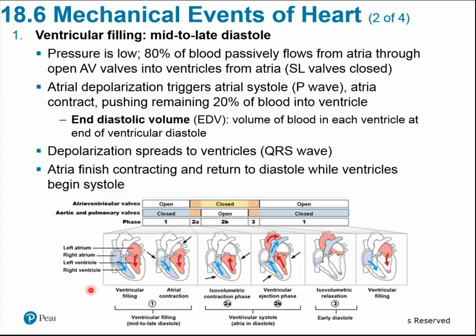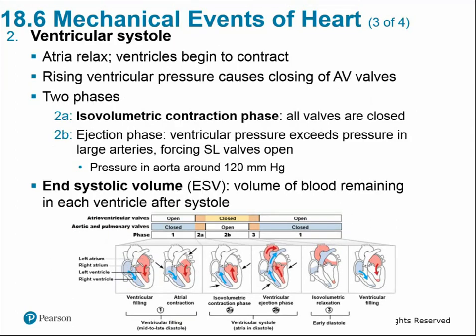So step one, ventricular filling, right, passive flow from the atria into the ventricles. At this point, we see that atrioventricular valves are open. The SL valves, semilunar valves, are currently closed. So step two is ventricular systole or ventricular contraction. At this point, the atria are going to relax while the ventricles begin to contract. The rising pressure of the blood in the ventricles is going to now close these AV valves.